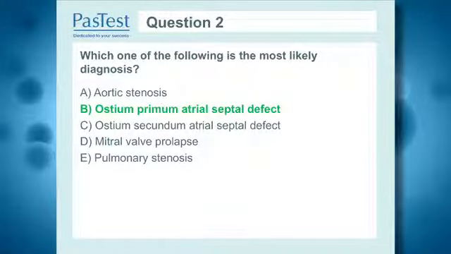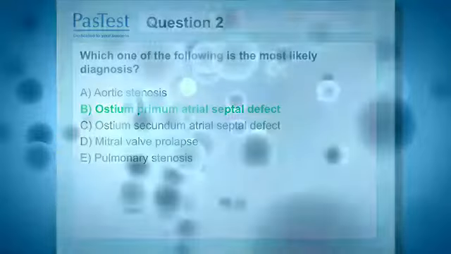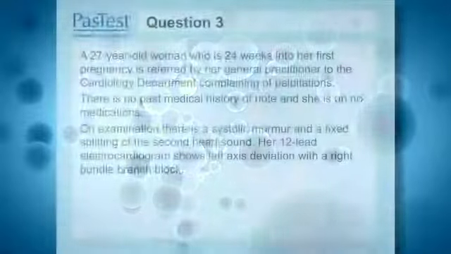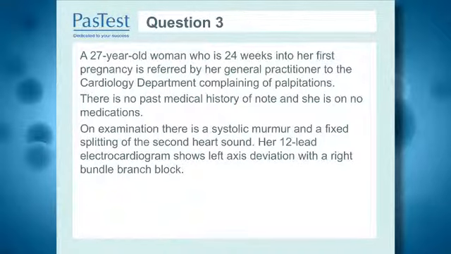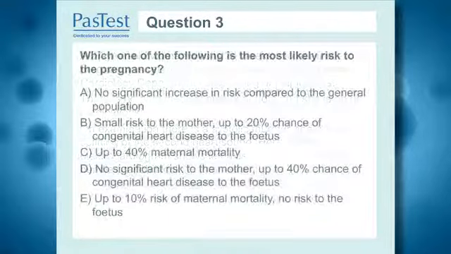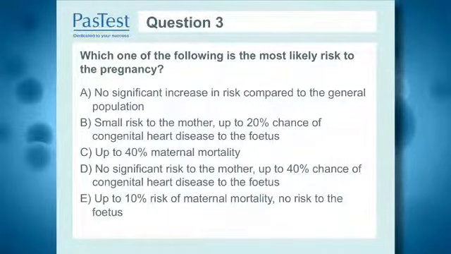If you went for B, ostium primum atrial septal defect, you were correct. We'll now move on to the second part of this question, question 3. Which of the following is the most likely risk to the pregnancy? I'll once again give you a few seconds to consider the options.